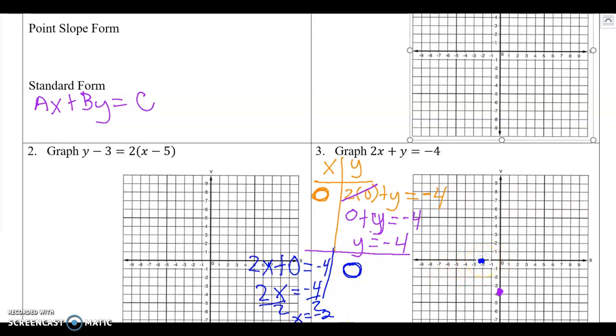And you only need 2 points to graph the line. Okay? And then you just connect the dots. And that's really it.